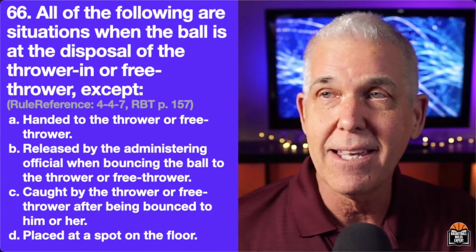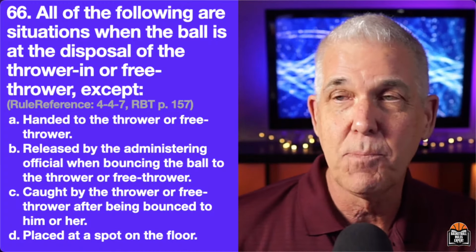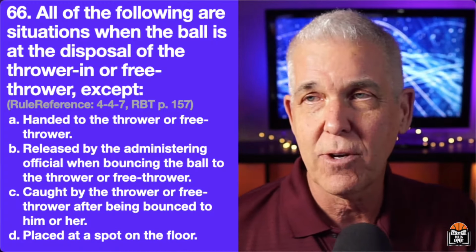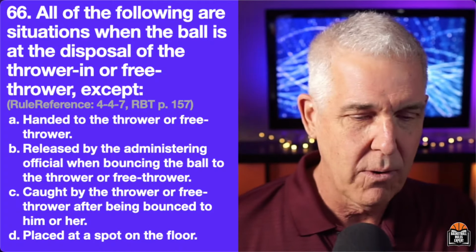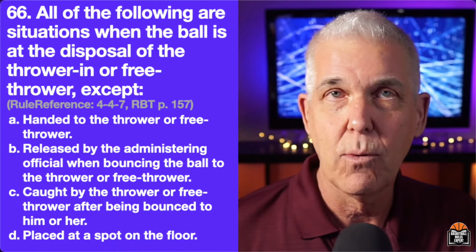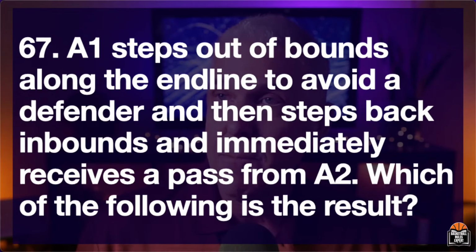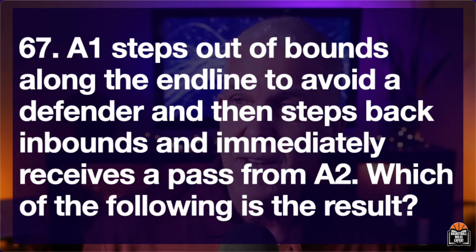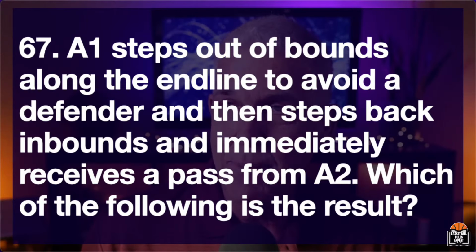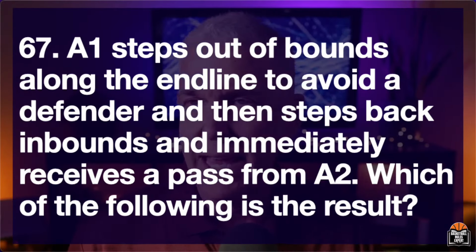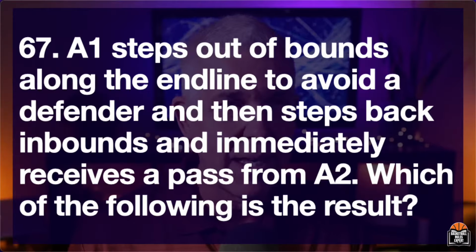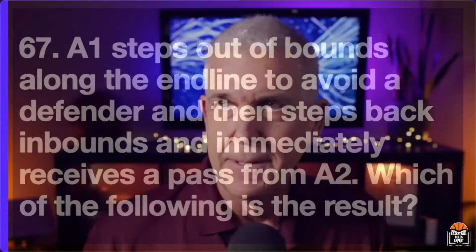Released by the administering official is not at the disposal. B. Released by the administering official when bouncing the ball to the thrower or free thrower. All right, 67. A1 steps out of bounds along the end line to avoid a defender and then steps back inbounds and immediately receives a pass from A2. Which of the following is the result?